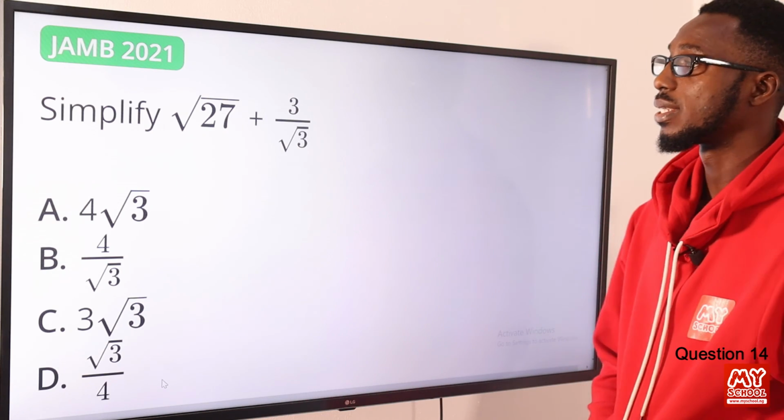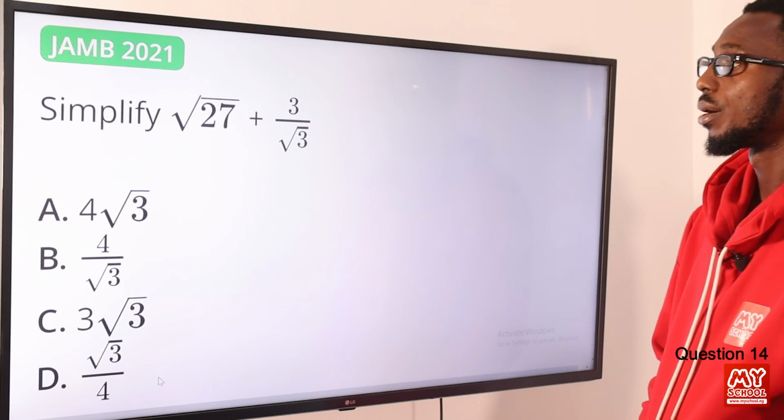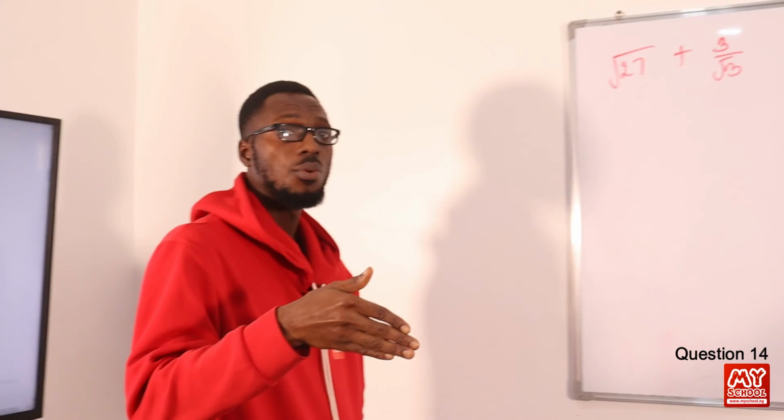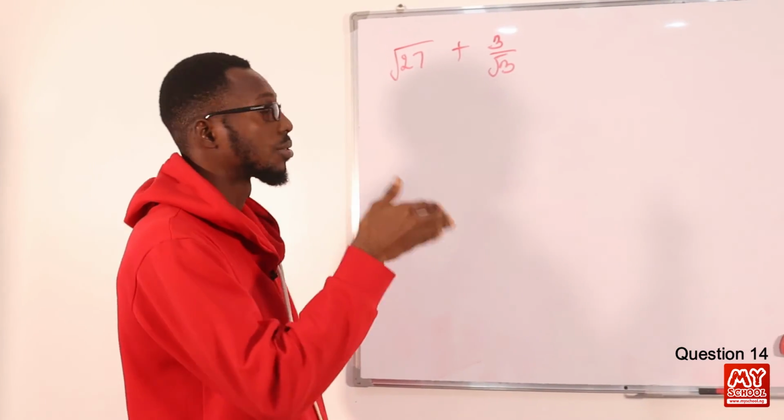Simplify root 27 plus 3 over root 3. Okay, so this particular question is about Surds.